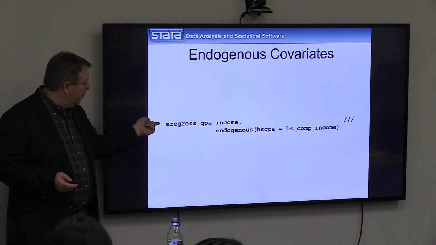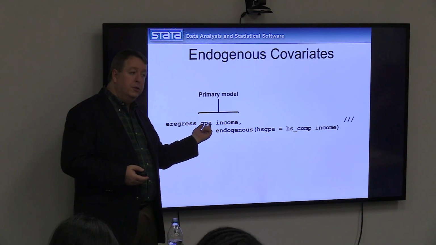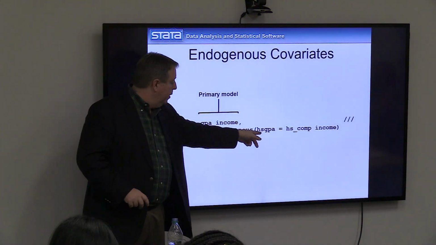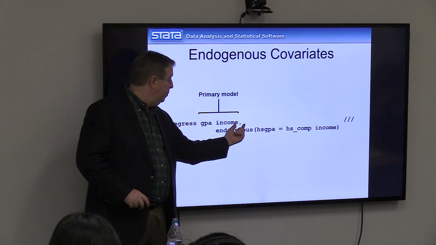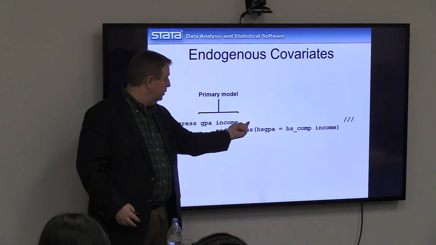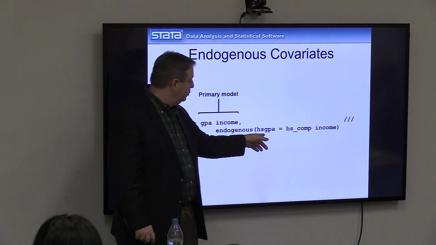So what I'm going to do with eregress is I'm going to have this primary model. So the primary model, GPA is the dependent variable. Income is one of my predictors. And then I'm also going to implicitly include high school GPA in my primary model. I haven't written it in here. I could if I wanted to. I probably should.